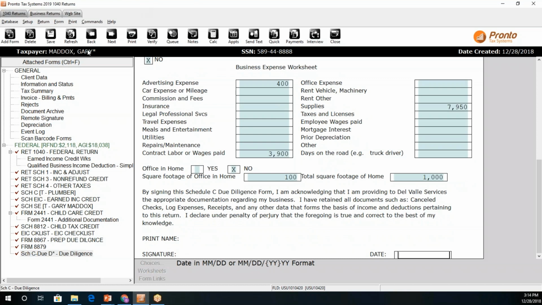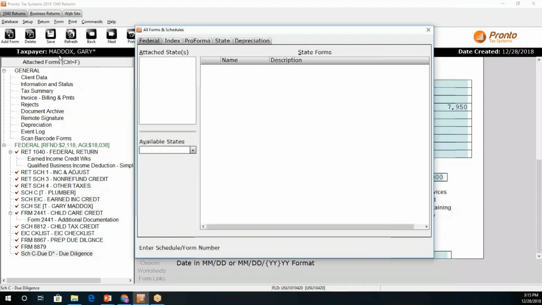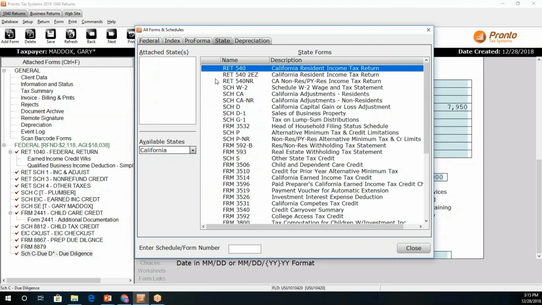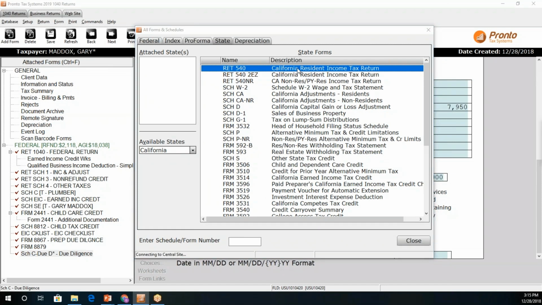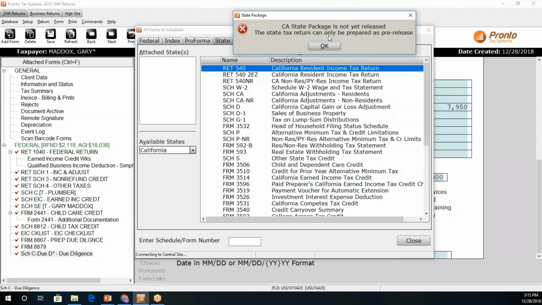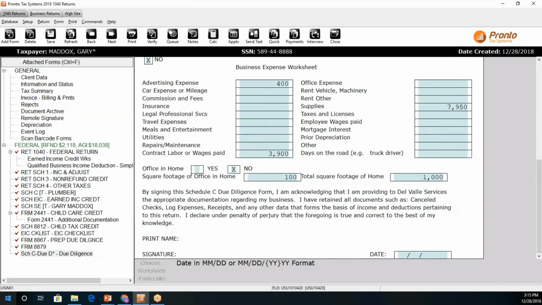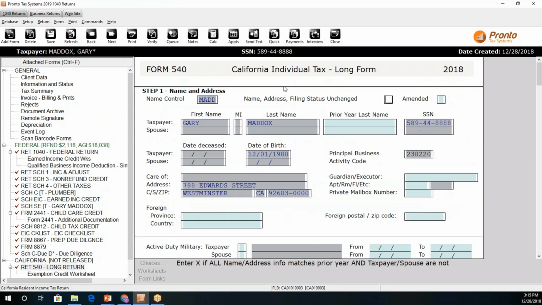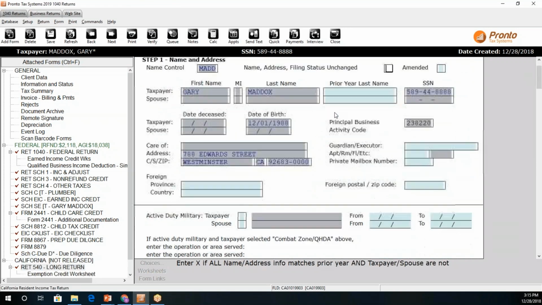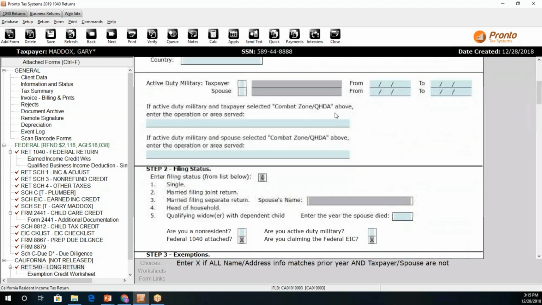What you will do at this point is always refresh, and oh, we forgot. We have to do the California return. So we're going to add a form. We're going to go to state. We're going to California, and I just got this message again. California state package is not yet released. State tax return can only be prepared as a pre-release. Okay. So we have the California, and we'll refresh this. And there comes the California. So this is his California tax return.